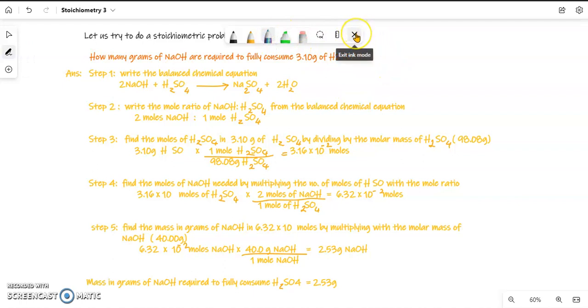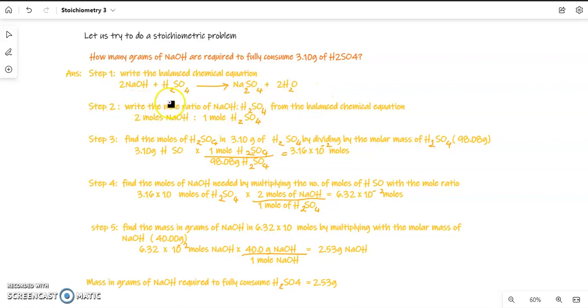First, you have to write the balanced equation, of course. So the same equation that we have written earlier, we'll be using. And so step 1, write the balanced chemical equation. It is 2NaOH plus H2SO4 gives Na2SO4 plus 2H2O.